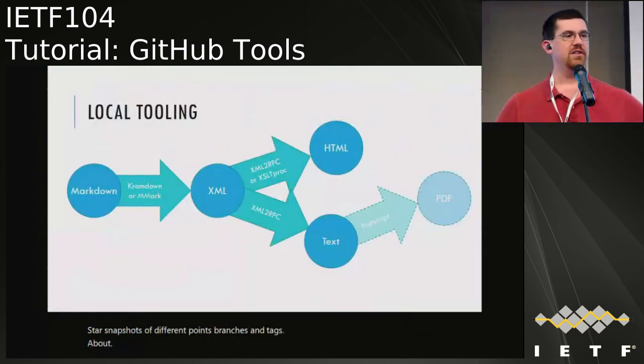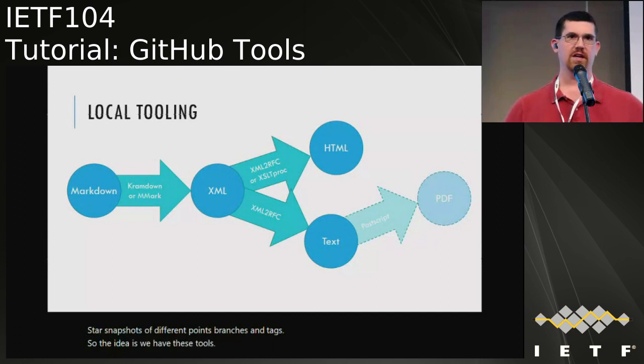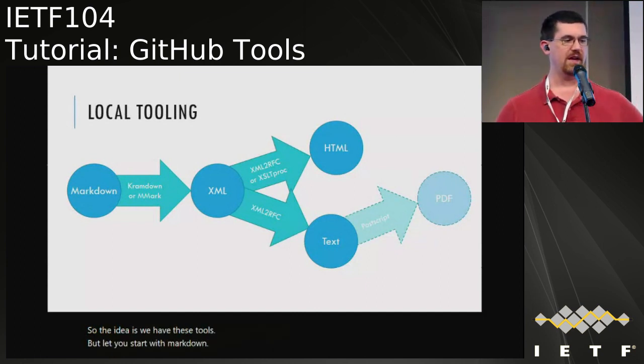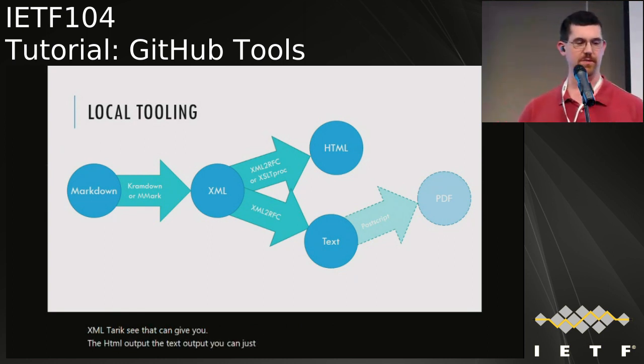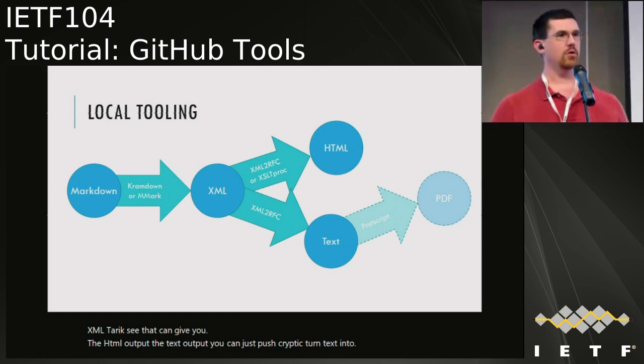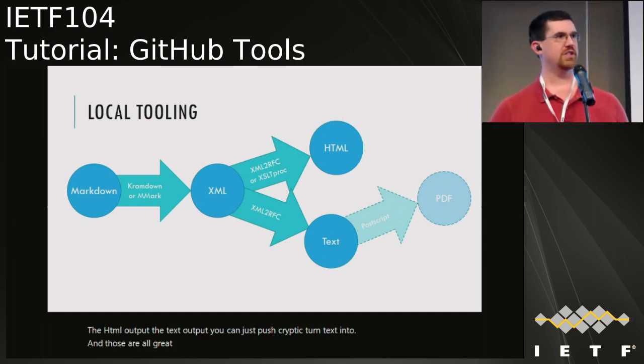So the idea is we have these tools that let you start with Markdown and use Kramdown or MMark or some other options to turn into XML. And then you can take XML to RFC that can give you the HTML output, the text output. You can use PostScript to turn text into PDF. And those are all great as standalone tools that you can use.